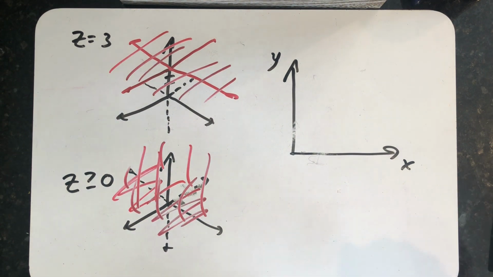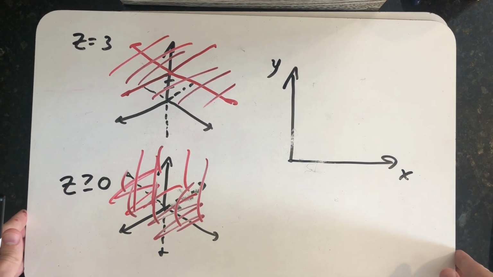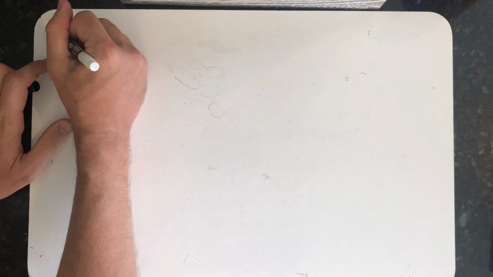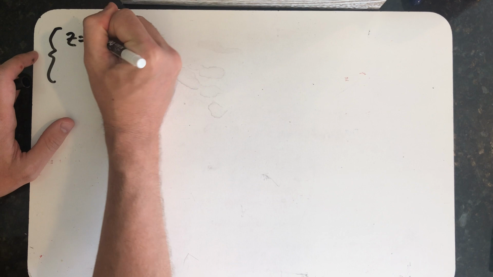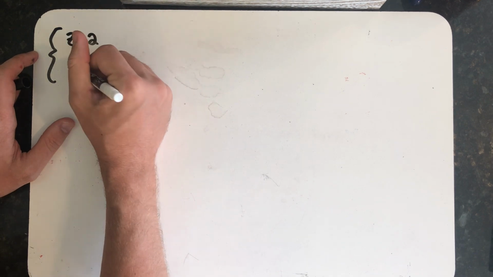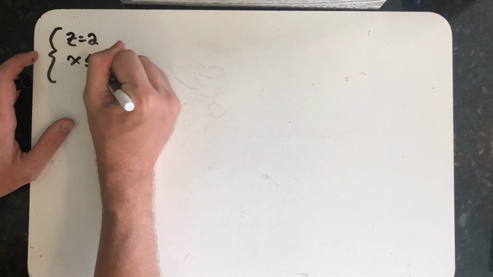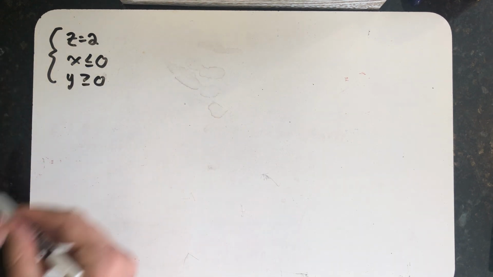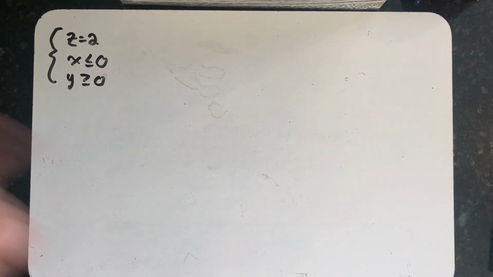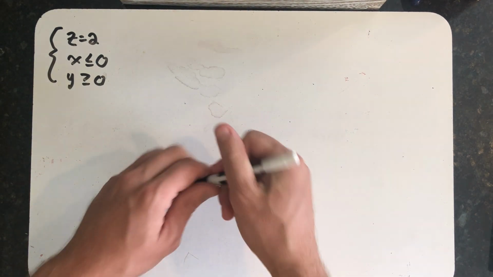All right, and then one more example for this video. Or actually 2 more examples for this video. I want to look at the set of points described by this system of equations and inequalities. So z is equal to 2, x is less than or equal to 0, and y has to be bigger than or equal to 0.